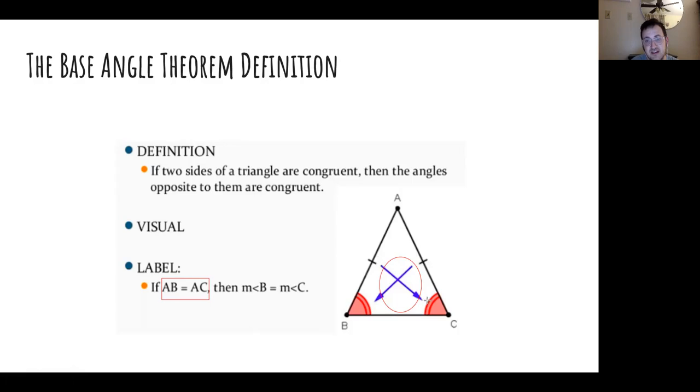So since angle C is opposite of AB and angle B is opposite of AC, then we can say that the measure of angle B is equal to the measure of angle C. I'm going to show you with a basic example first how this works, and then we're going to go into some Delta Math problems.